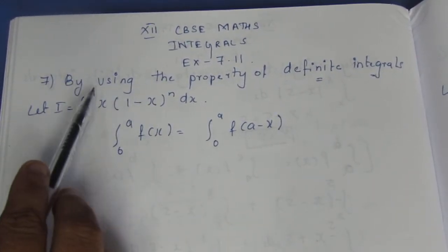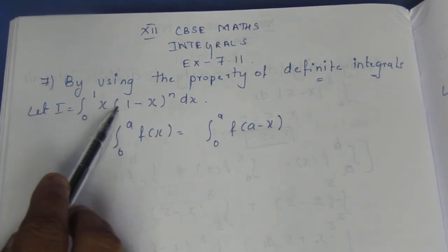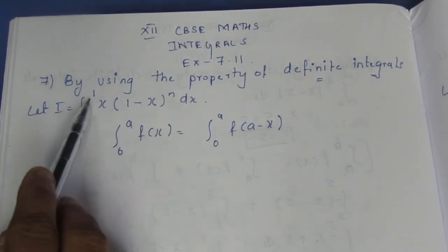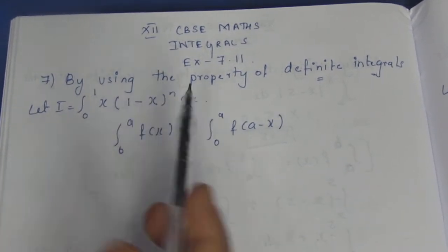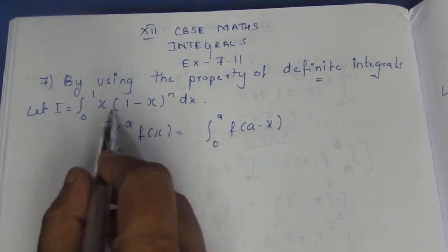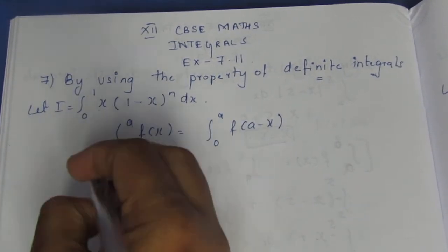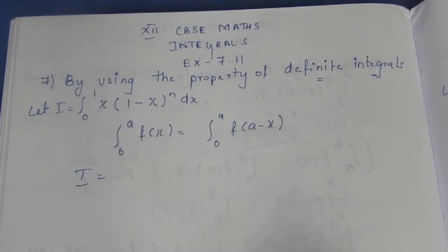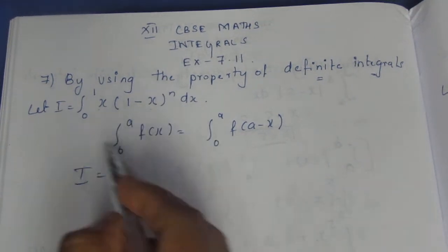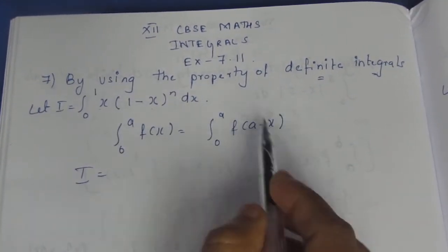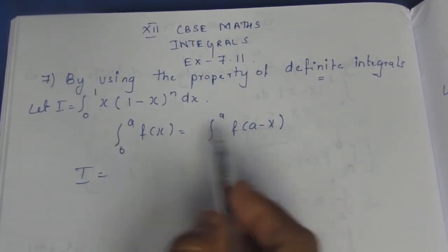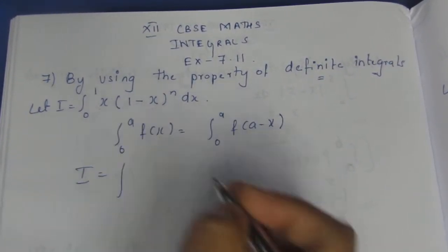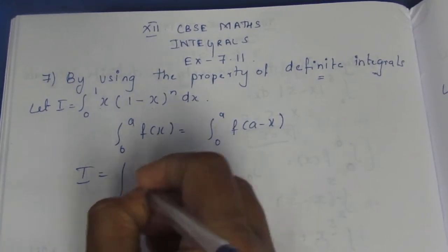For a minus x, we substitute the upper value minus x. In the place wherever we see x, just substitute 1 minus x. This will also be I, because we know that if we take this as I, even this becomes I. Both are equal, so we can take it to be I.